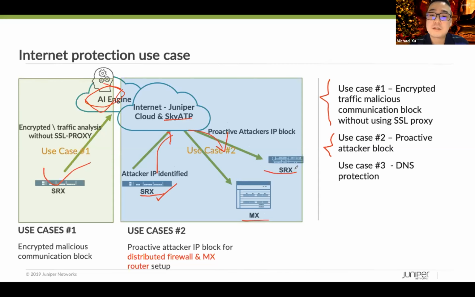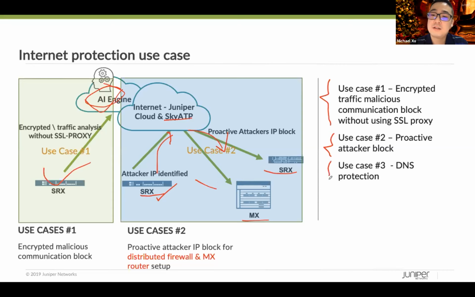So the rest of the devices, like MX, like SRX, are going to put up an ACL against the attacker's IP, right? So even before the attacker reaches the rest of the devices, the attacker gets blocked from the IP layer. So this is the second feature. It's also pretty unique in the industry.